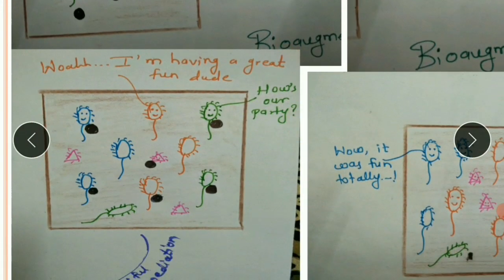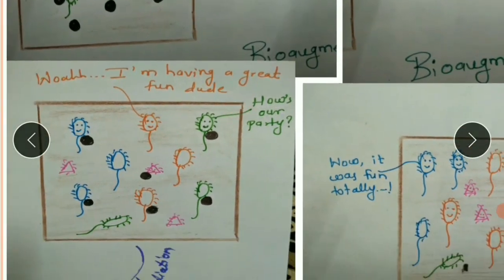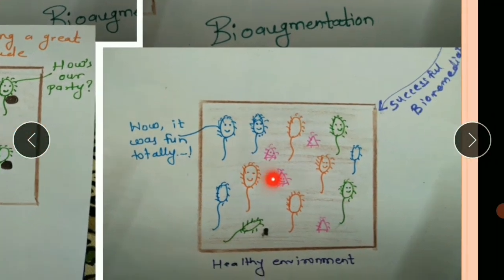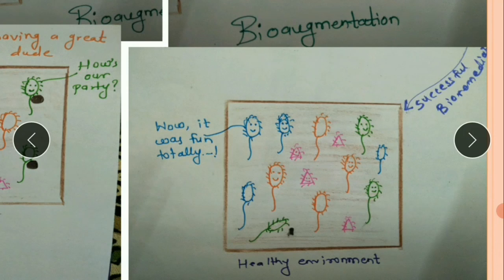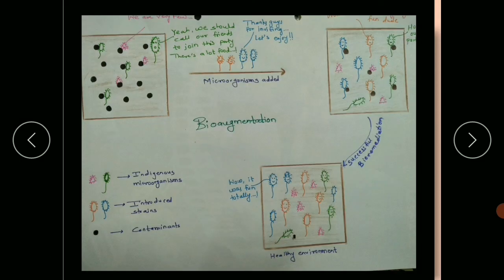In the third picture you see they are having great fun, and compared to the first picture there are fewer contaminants, which means they have been utilized very efficiently by the bacteria. Now they are enjoying their party. This is the healthy environment. There is no contaminant over here because the pollutants have been utilized. This is the successful bioremediation, the whole story. This is bioaugmentation. So for today we'll conclude our lecture here.